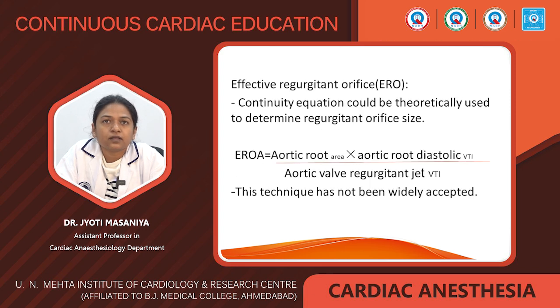Effective regurgitant orifice: the continuity equation could theoretically be used to determine the regurgitant orifice size. So, effective regurgitant orifice area is equal to aortic root area multiplied by the aortic root diastolic VTI over the aortic valve regurgitation jet VTI. This technique has not been widely accepted.